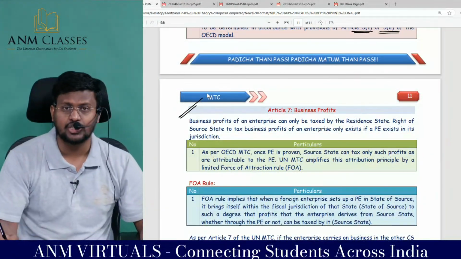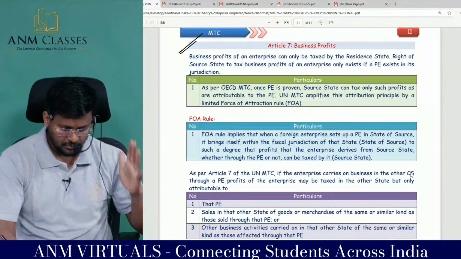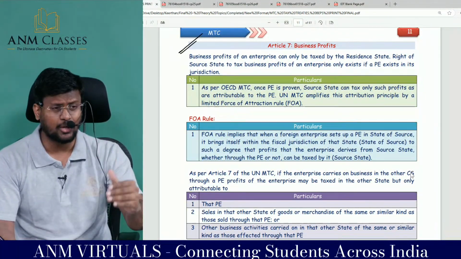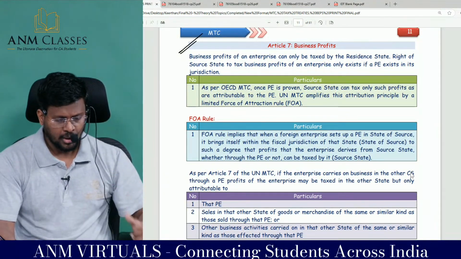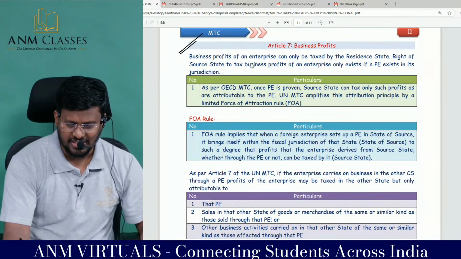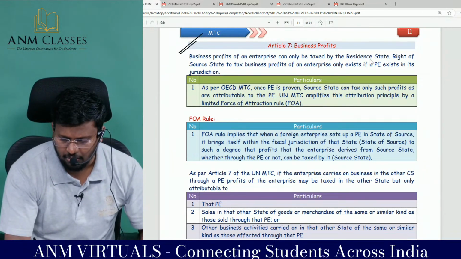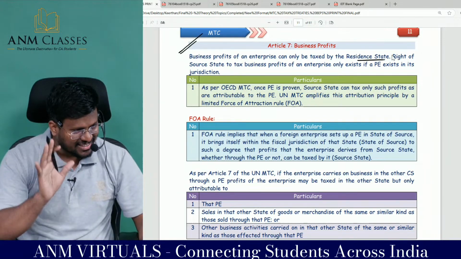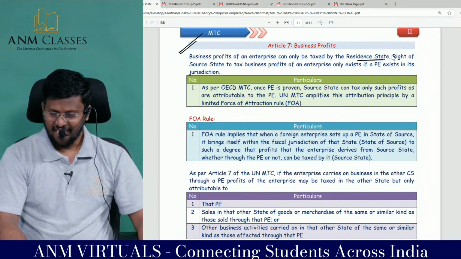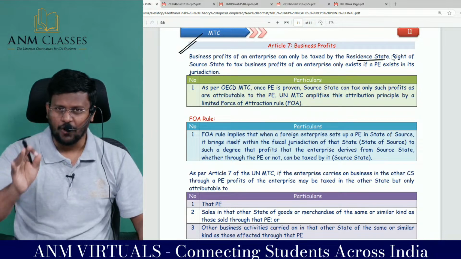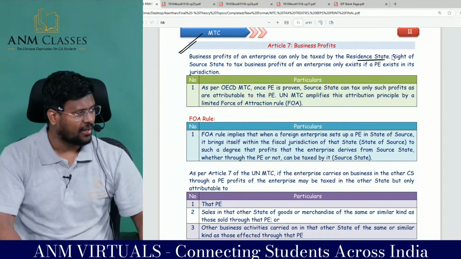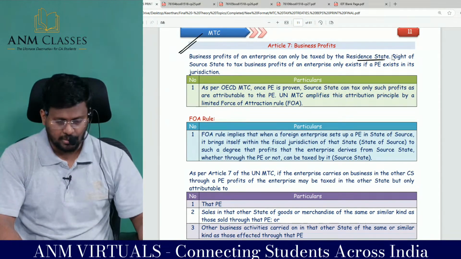Article number 7 is talking about what profit? Business profit only. Business profit of an enterprise can only be taxed by the resident state. This is the common understanding. Generally, business profit can be taxed only by the resident state. Are you all really with me?